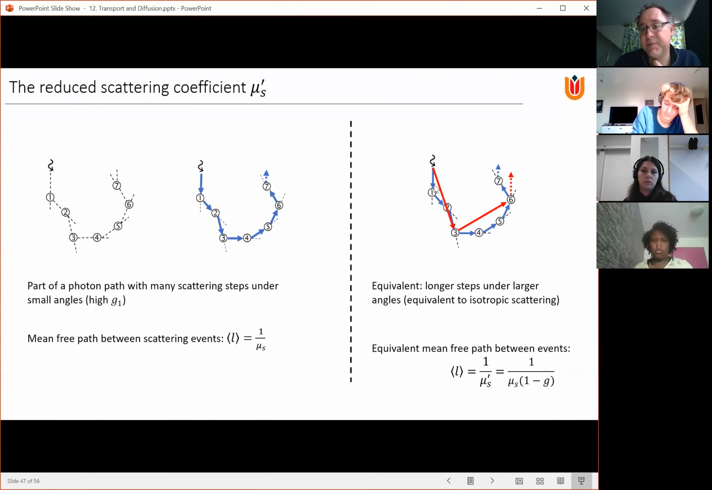then we can get an expression for the average length of these longer steps, and that turns out to be this 1 over μs prime. So basically, what we have here is 2 equivalent photon paths. The one has short steps with mean path length 1 over μs and small scattering angles, and the other one has longer steps with mean length between the steps of 1 over this μs prime, and all the scattering angles are isotropically distributed, so all are equally likely. So that is the equivalence between these 2 situations.